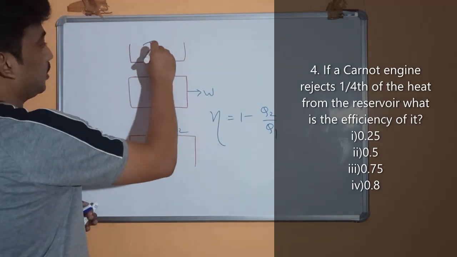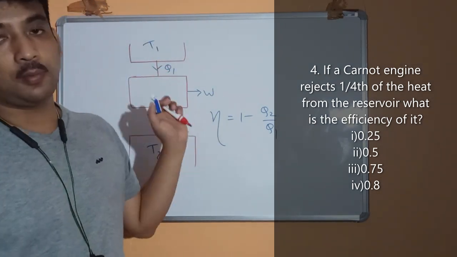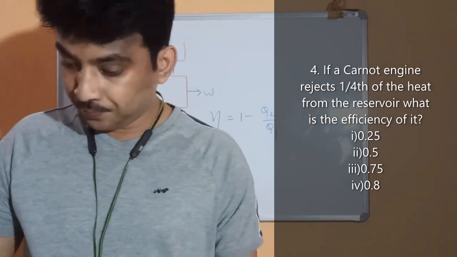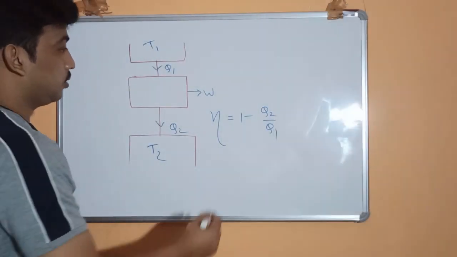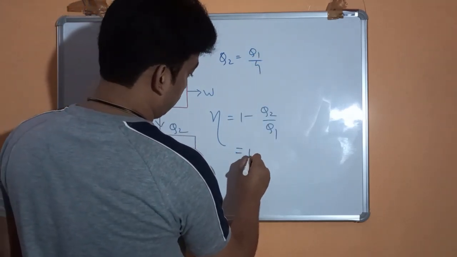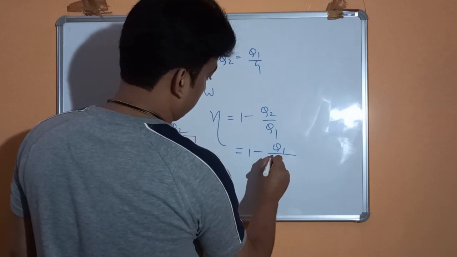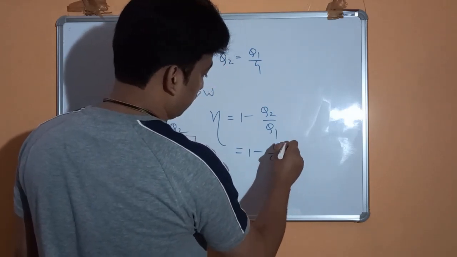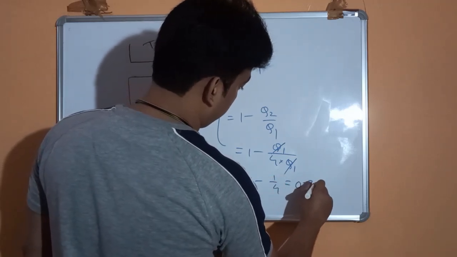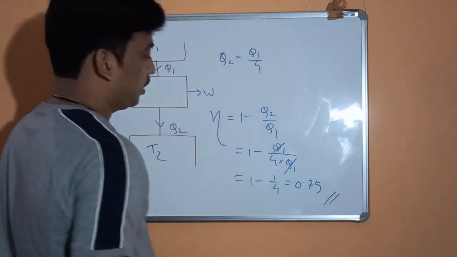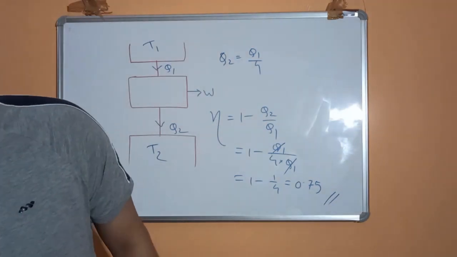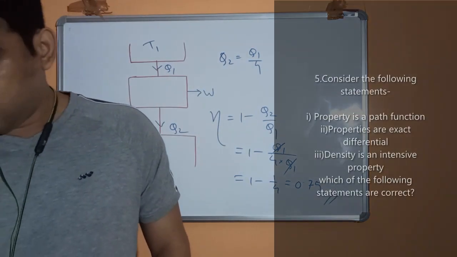Or if T1 is the temperature here, T2 is the temperature here, we can also write 1 minus T2 by T1. Now in the question it says that the rejected heat is 1/4th of the heat taken. So Q2 is Q1 by 4. So 1 minus Q1 by 4 into Q1, the Q1 gets cancelled out. 1 minus 1 by 4 will be equal to 0.75, or 75% will be the answer in this case. The correct option here will be option 3. So moving on to the next question.